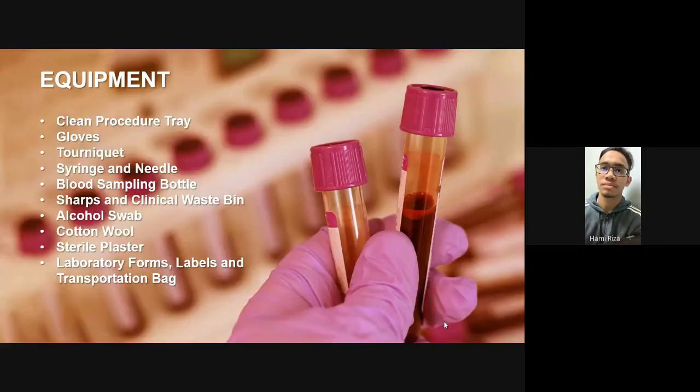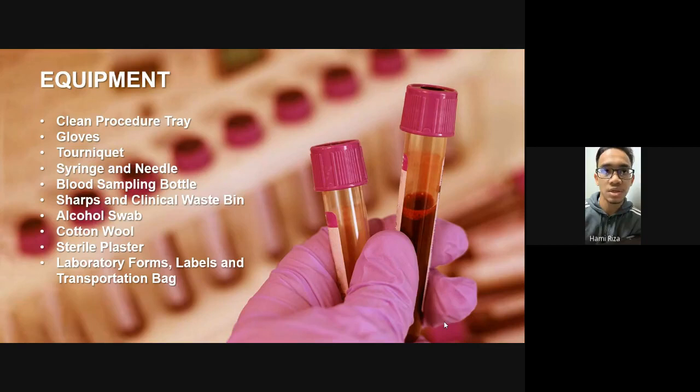Okay, next. So here is the equipment that must be prepared for venipuncture, and I am pretty sure that all of us are already familiar with this equipment. But what I would like to stress here is the blood sampling bottle, as shown in the picture. This blood sampling bottle comes with a purple cap.